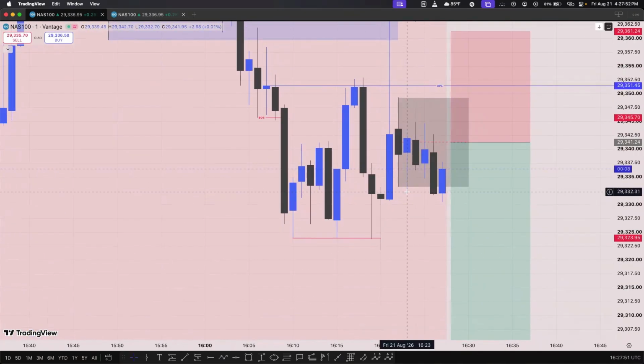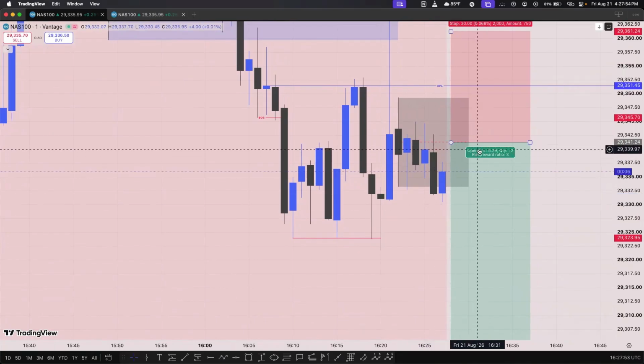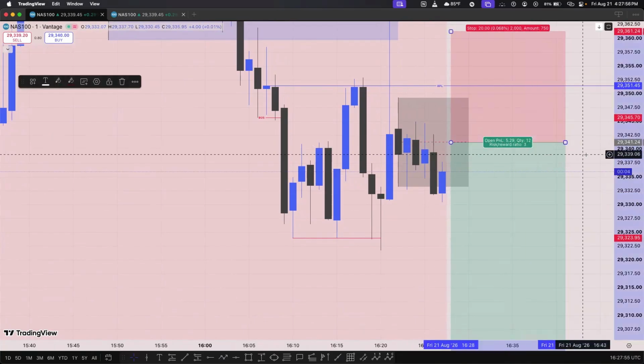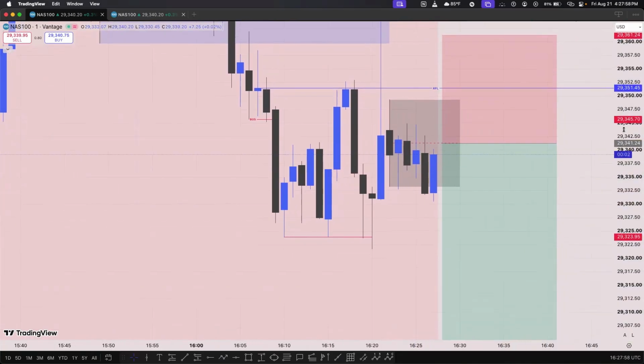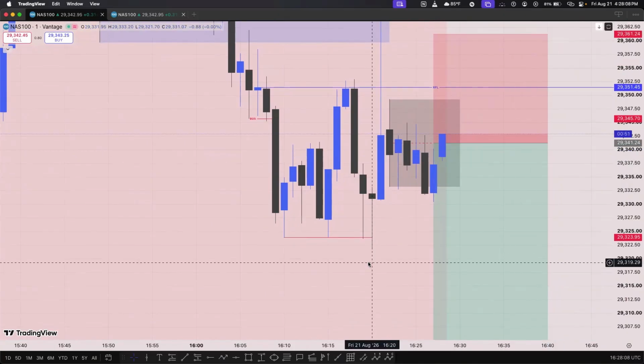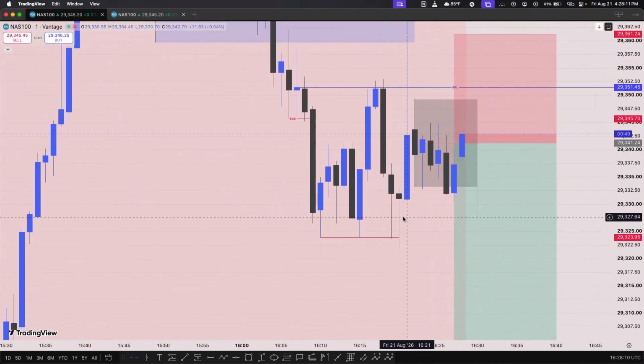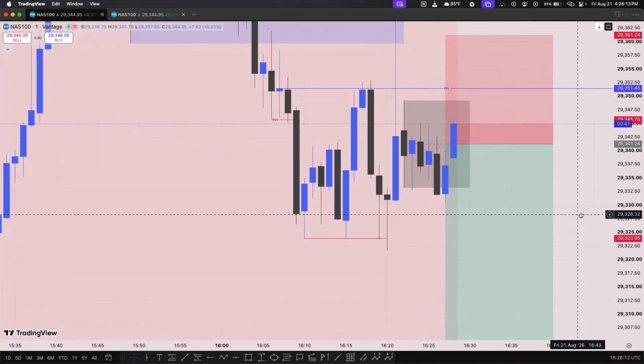Patiently wait. Price just closed. I have my sell limit placed right here. So I'm going to see how it plays out from here. Okay, it just got triggered. Let's see if this can hold.